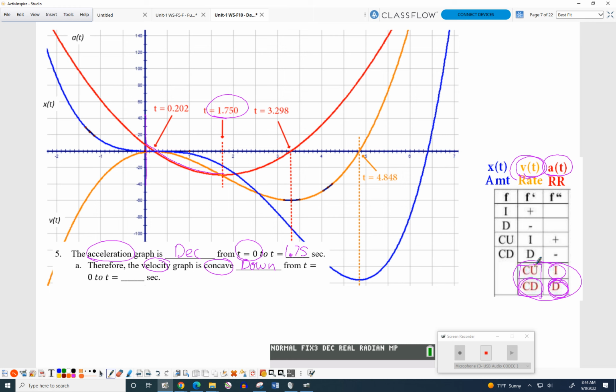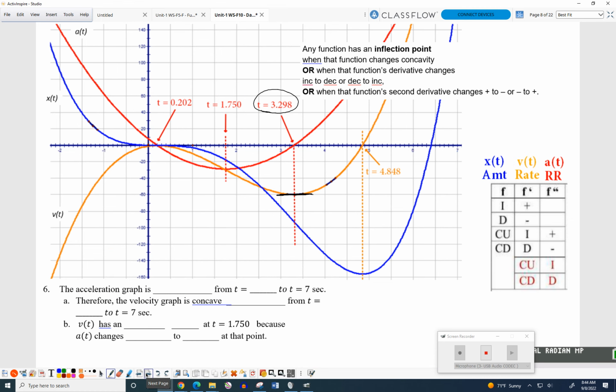Okay, the last definition is the word inflection point. It's on your salmon sheet. Inflection point simply indicates where a function changes concavity. But once again, the definition gives you multiple ways to identify that. So look here.